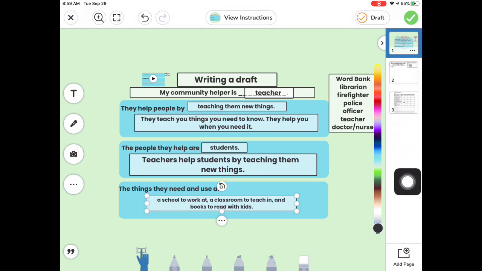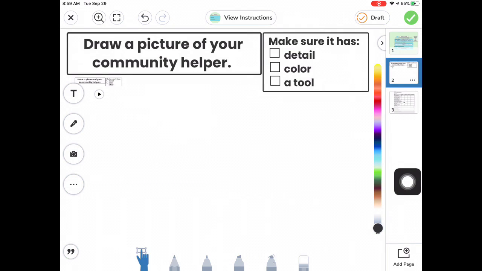Page 2. Page 2 says, draw a picture of your community helper. Make sure it has detail, so I need to make sure my community helper has a face and other details. It needs to have color. I'm not just going to make my teacher purple or something. It needs to have color like a real person. And it needs to have a tool. So one tool that my teacher uses, that I already said what tools that she uses, so I need to add one to my picture.